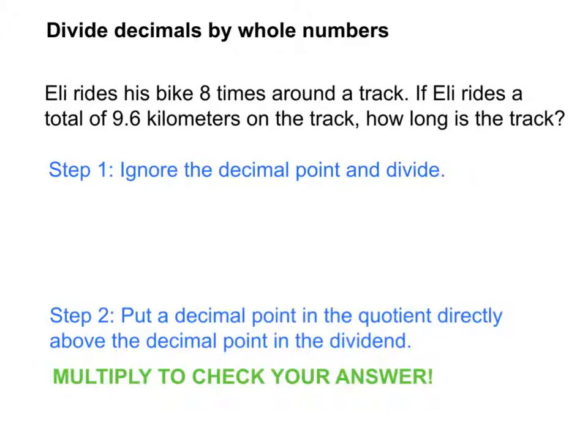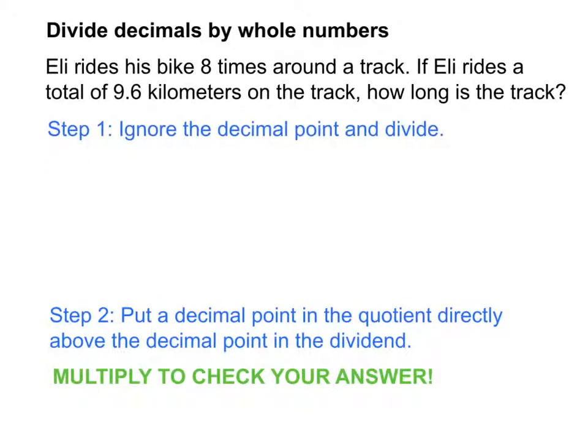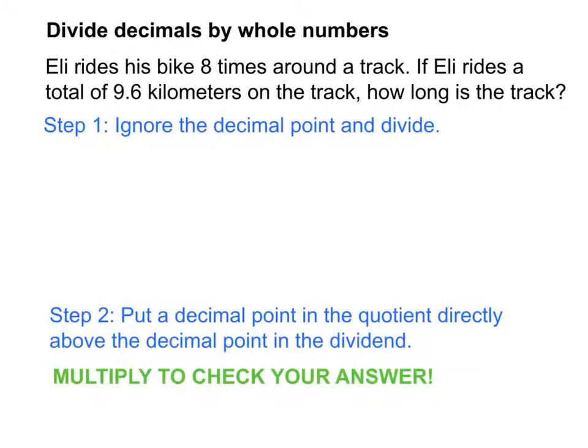Okay, let's read this problem. Eli rides his bike 8 times around a track. If Eli rides a total of 9.6 kilometers on the track, how long is the track? Okay, so how would we solve this problem? He's riding his bike 8 times total around, and we know the total distance he goes is 9.6 kilometers after those 8 times. So what's the question asking us? It's asking us how far does he go 1 time around the track? So what would the equation be to solve this problem?